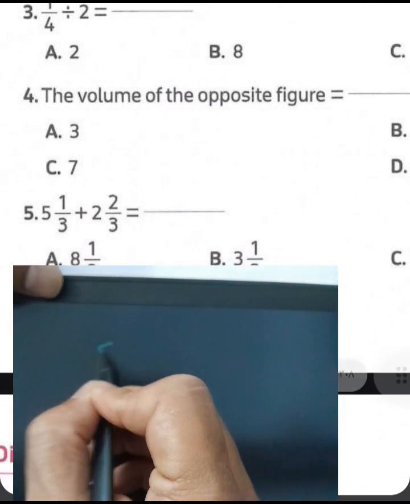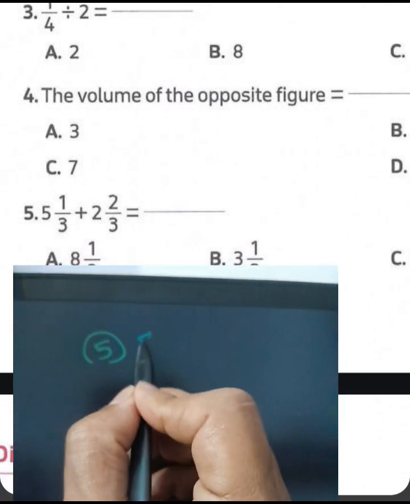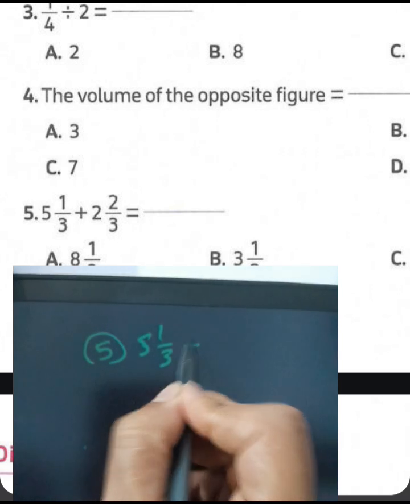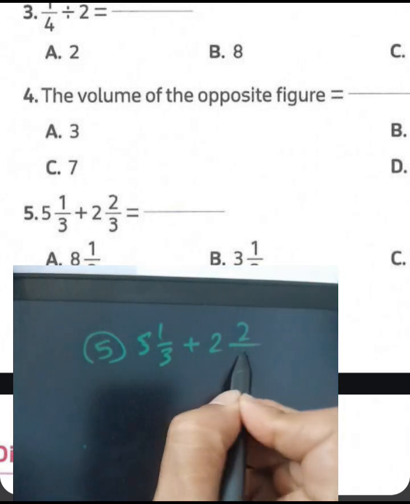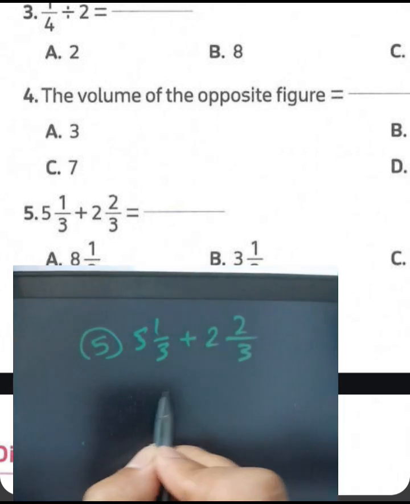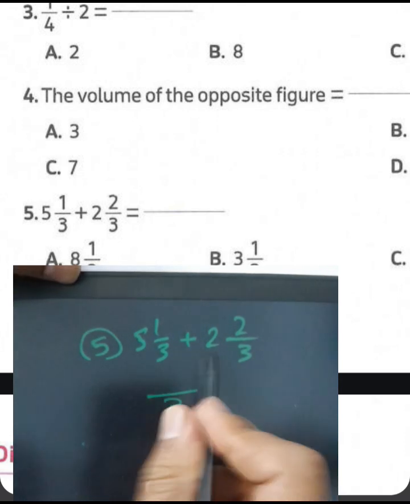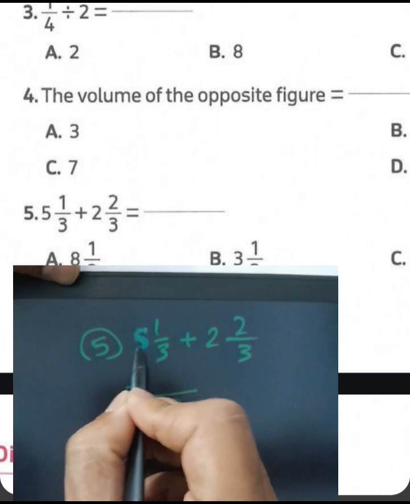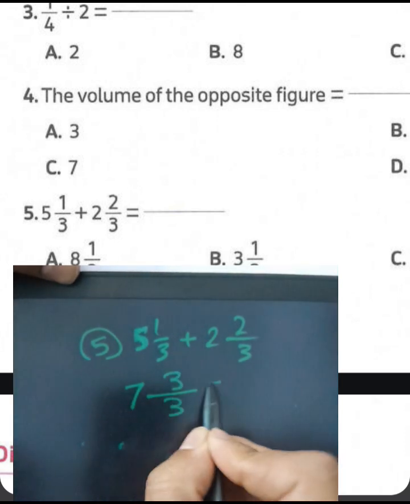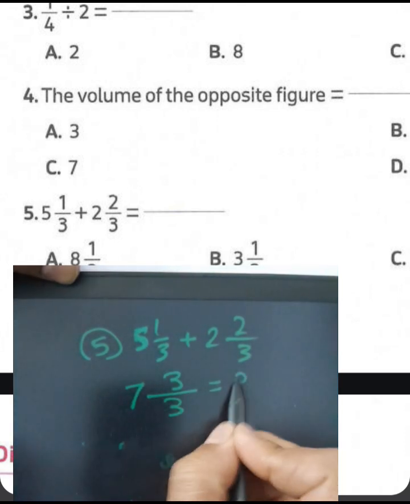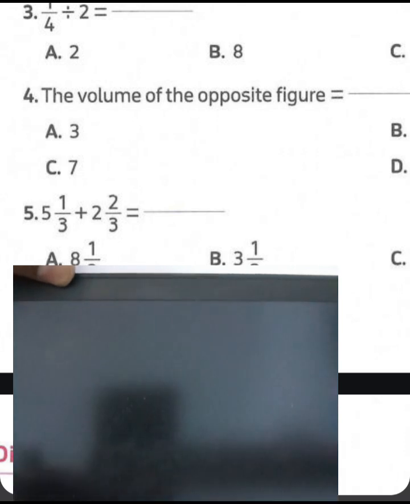Question number 5, 5 and 1 third plus 2 and 2 over 3. We can find the result because we have the same denominator 3. 5 plus 2 equals 7. And 1 plus 2 equals 3. 3 divided by 3 equals 1. 1 plus 7 equals 8. Then the result will be 8.